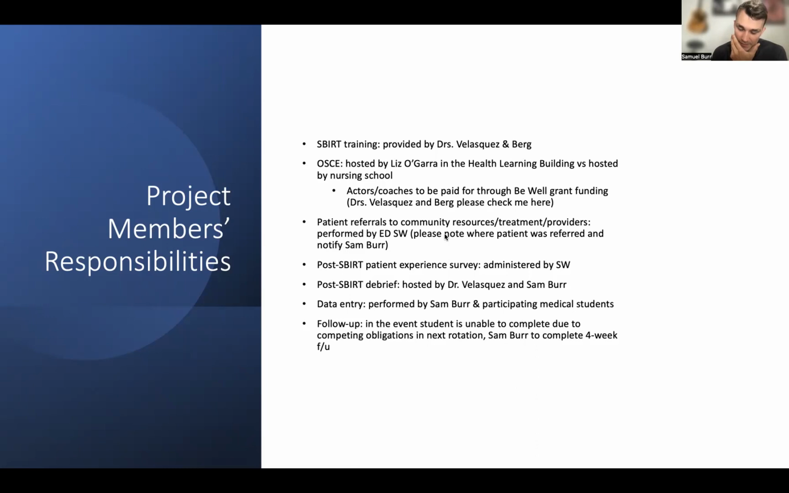It may be better, since it does evaluate a little bit the student's SBIRT administration, that maybe y'all pick it up and either scan and email it to me, or I can come by at regular intervals to pick it up and input it, just so we're compliant with all the HIPAA stuff.